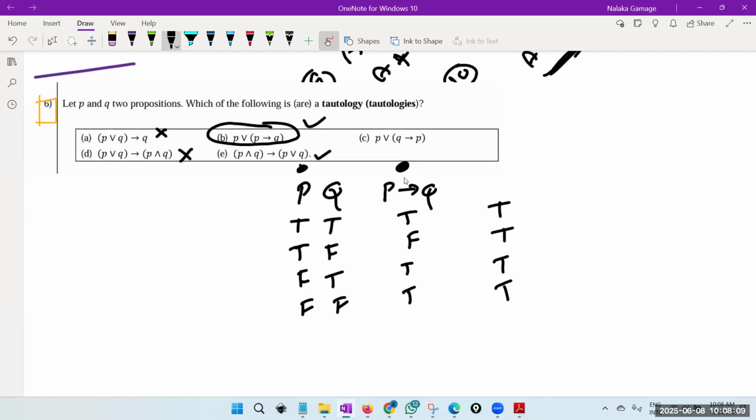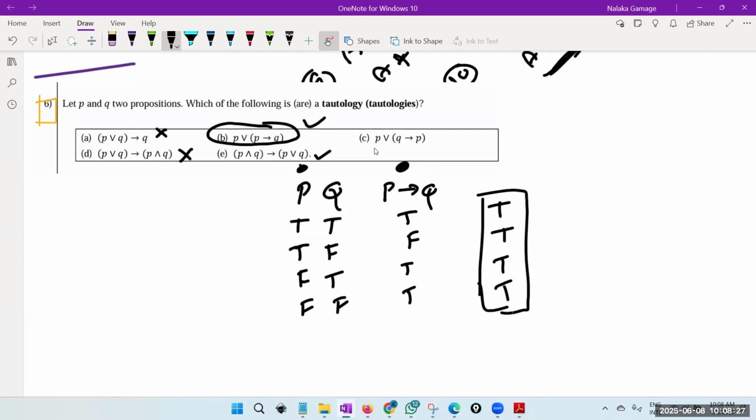What about this? Tautology means all the output values must be true for all the combinations. If it is all false, it's also not a tautology. Then it is a contradiction.